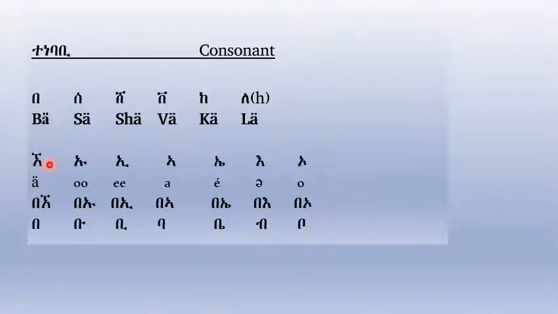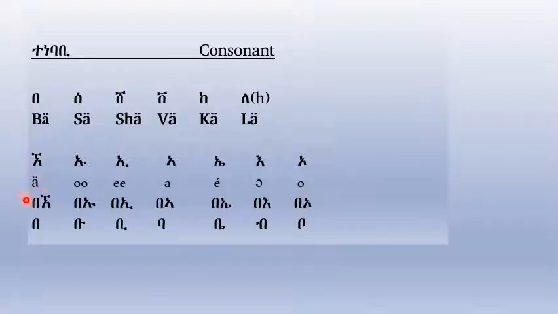This is our E. So if I want to write B, I write B and I put E. So this is B. B and O, bo. B and E, be. B and U, bu. B and O, bo. So B, bu, bi, ba, be, b, bo.